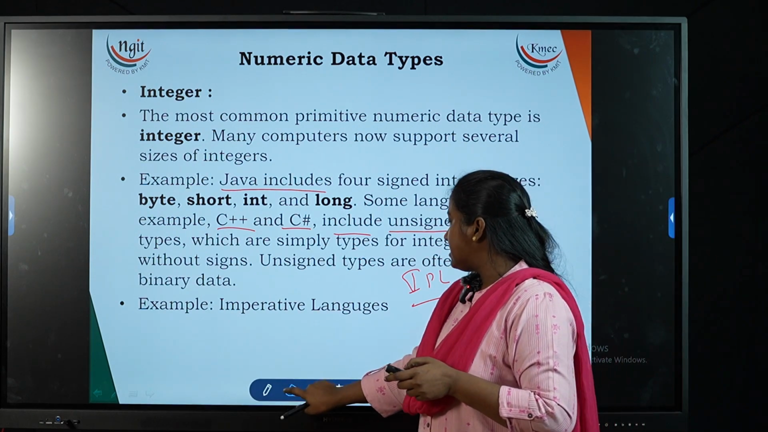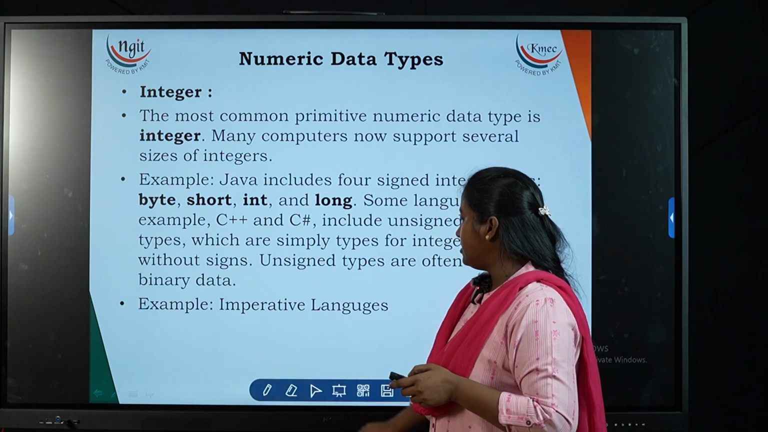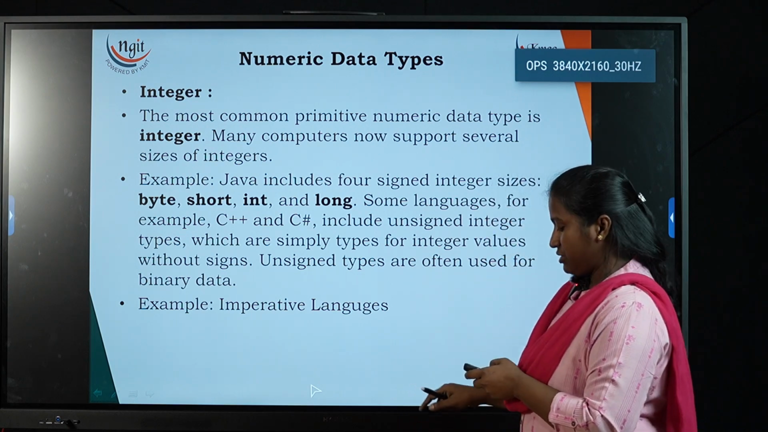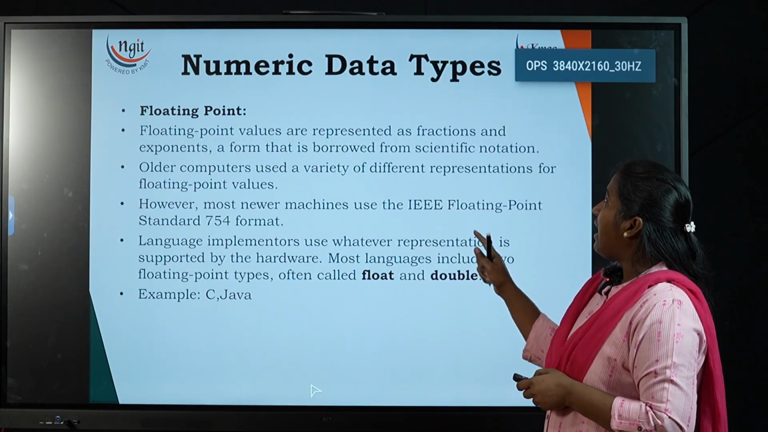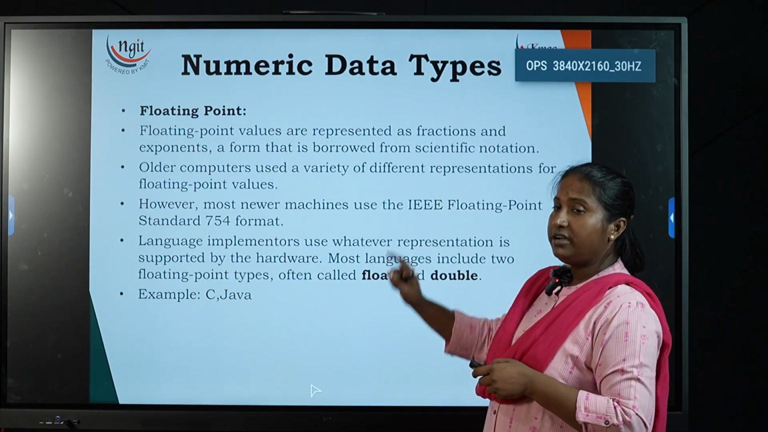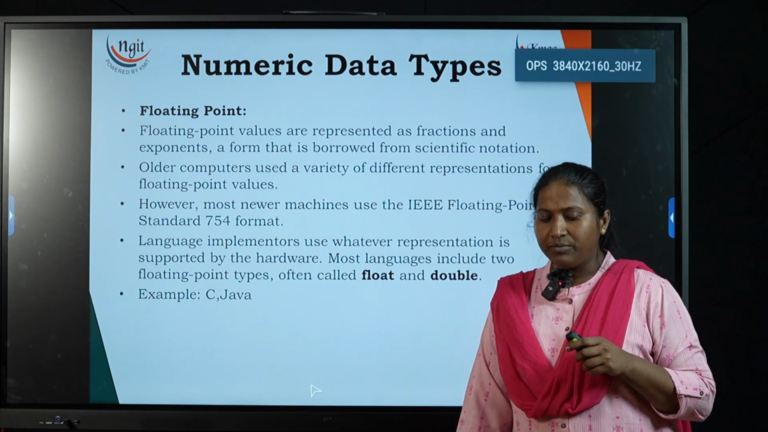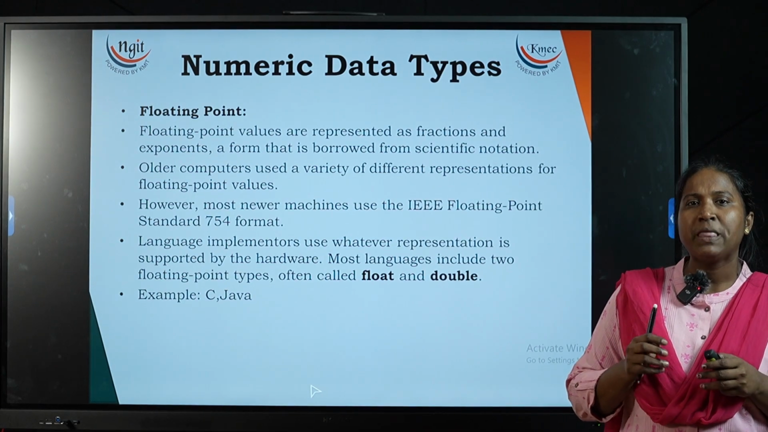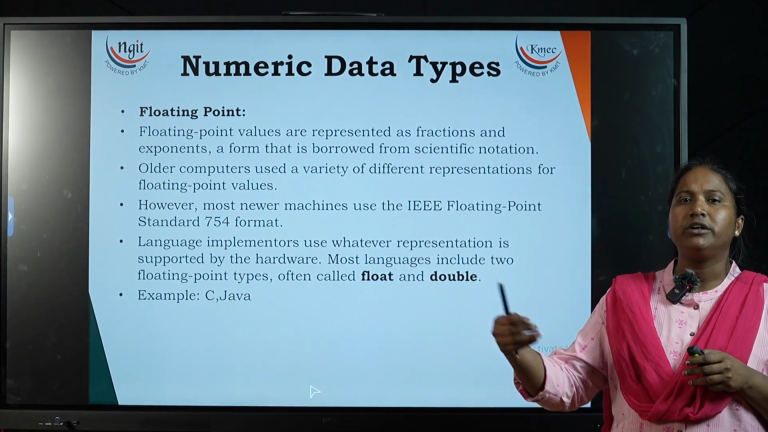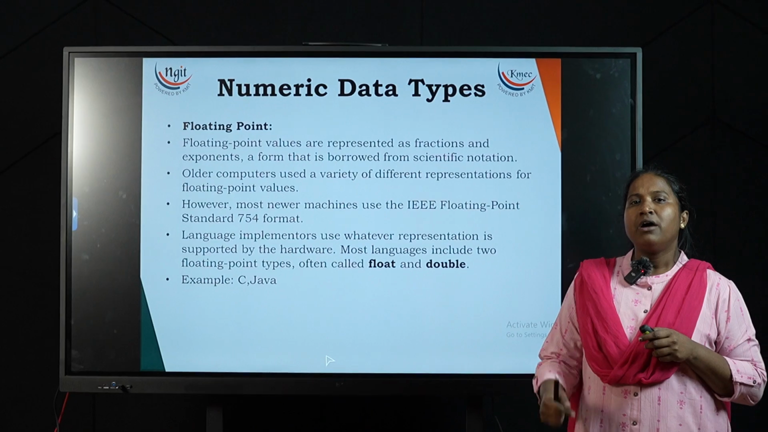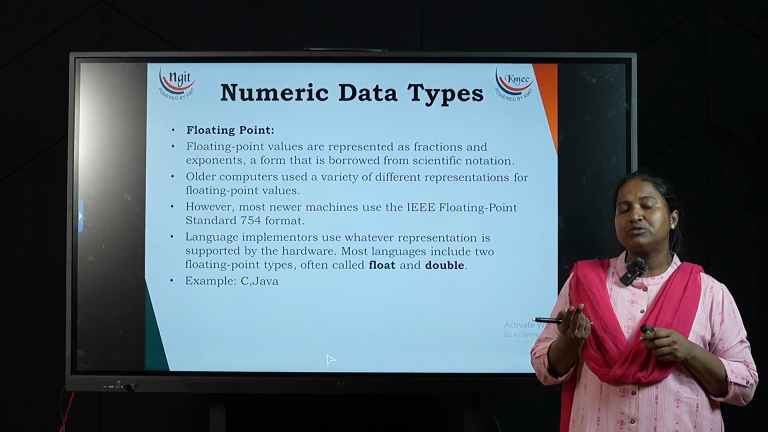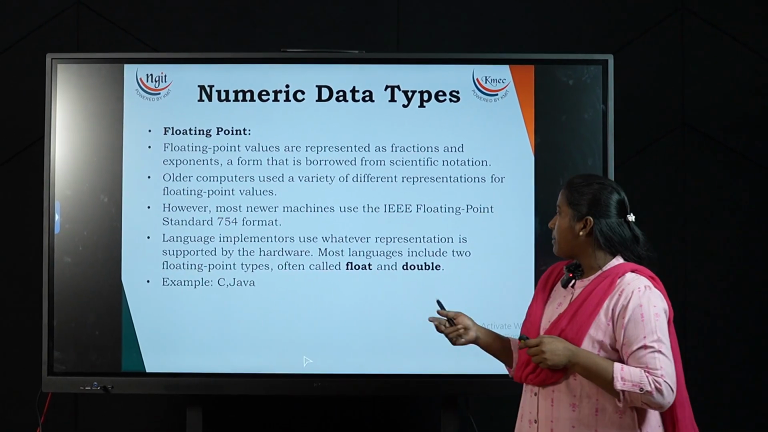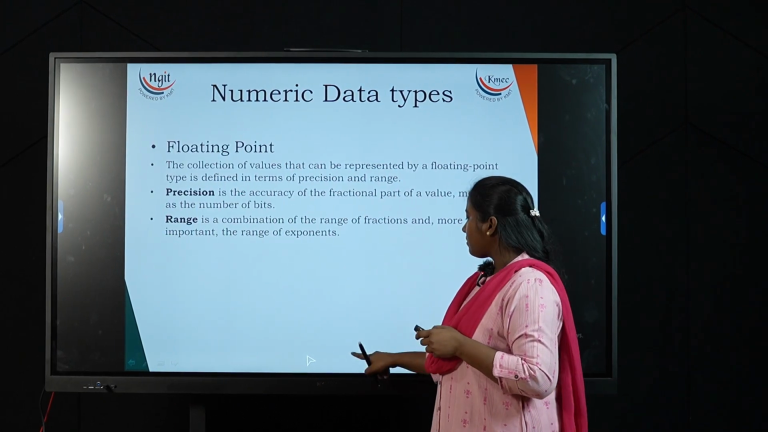Now, the next is floating point representation. So what is floating point representation? The values are represented as fractions and exponents. Floating point representation is also one of the primitive data types, which is accepted by many contemporary programming languages. When I say it, there are two things you have to keep in mind: float and double.